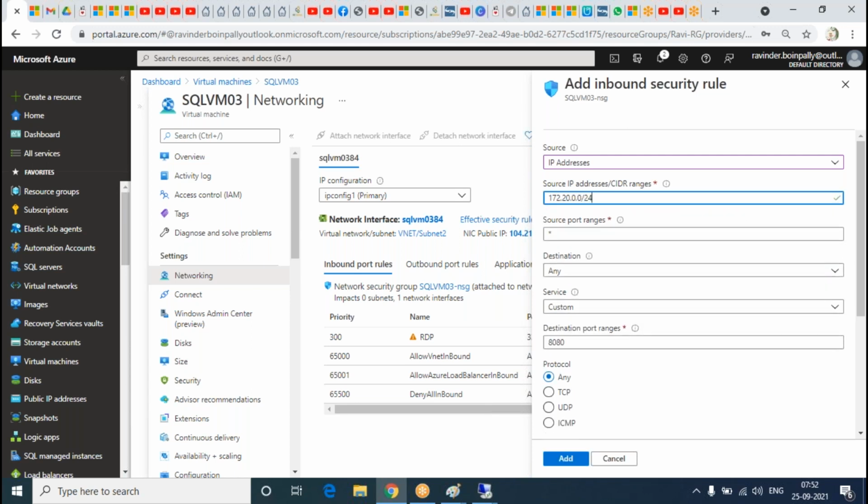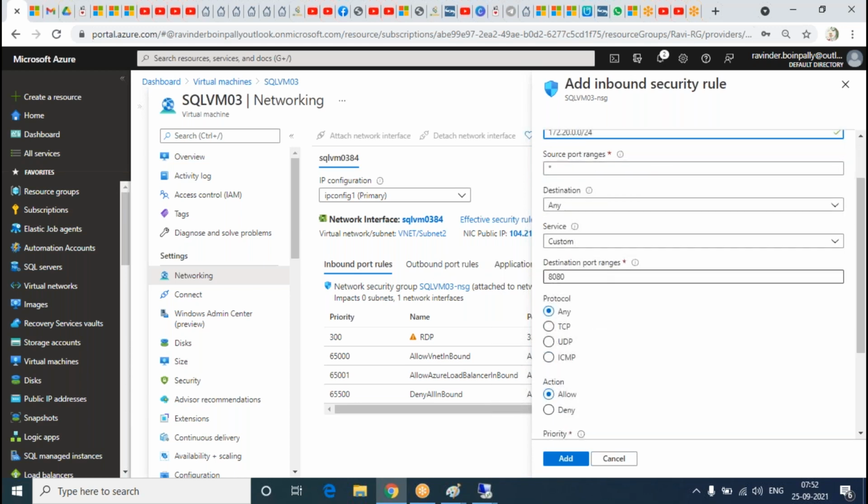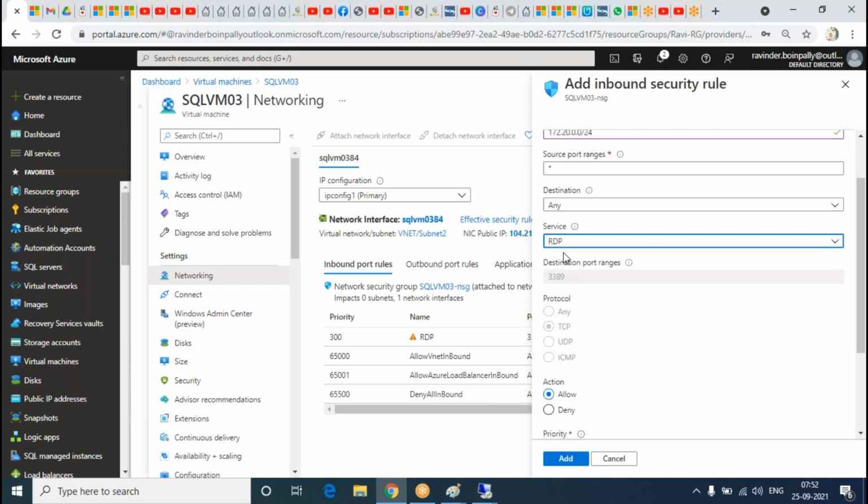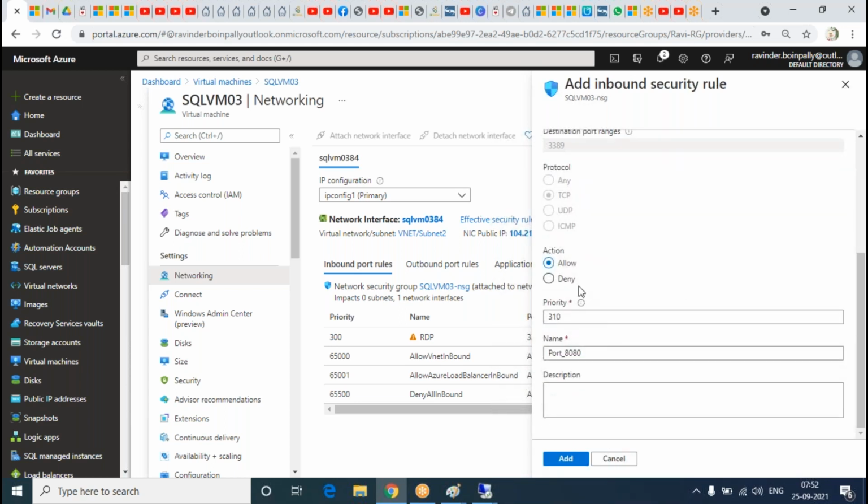170.20.0.0/24. I wanted to block the entire subnet. Okay, and here, see, the IP address we are mentioning. And on what it has to be denied? It has to deny on the RDP. RDP service, I want to deny. Deny. But deny is coming with a priority 310. Okay, what is 310? I'll explain.